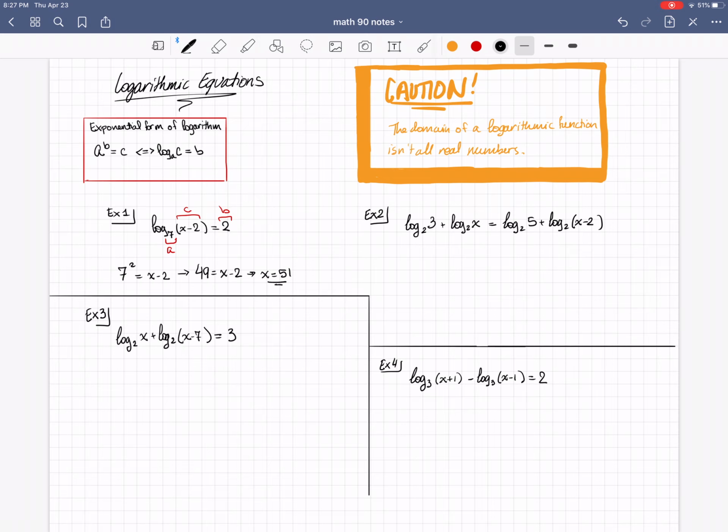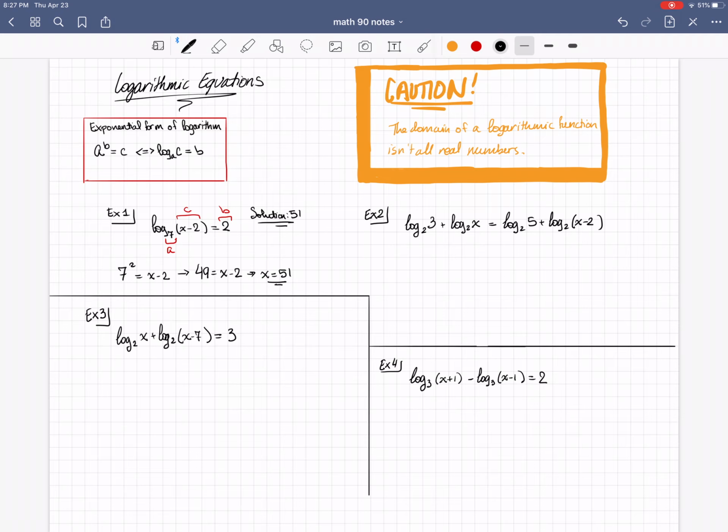Now, we should check, is 51 in the domain of our log? Well, we have log base 7 of x minus 2. 51 minus 2 is absolutely positive, so that's fine. So in fact, for number 1, we don't have any domain concerns, and the solution is 51. So now we move on to example 2.